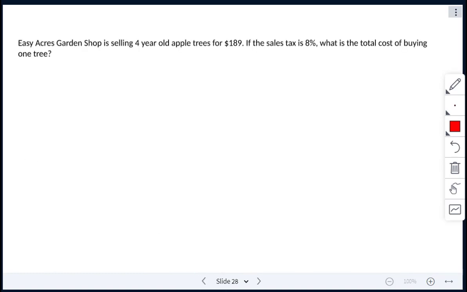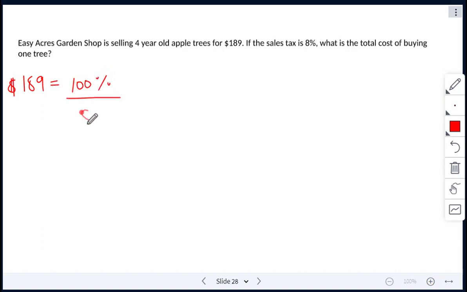Okay, so let's try this next one here. Easy Acres Garden Shop is selling 4-year-old apple trees for $189. If the sales tax is 8%, what is the total cost of buying one tree? So similar setup. It's $189.